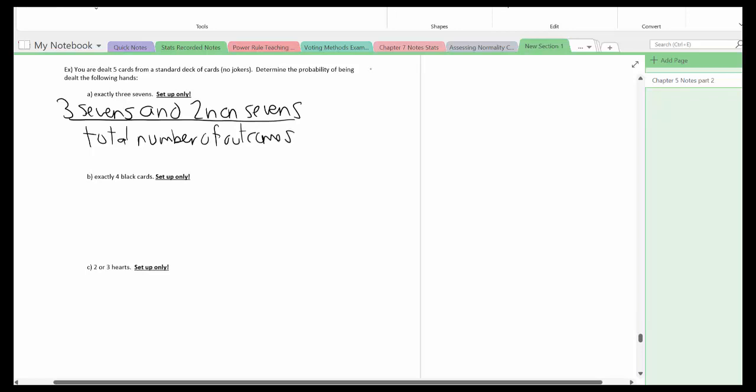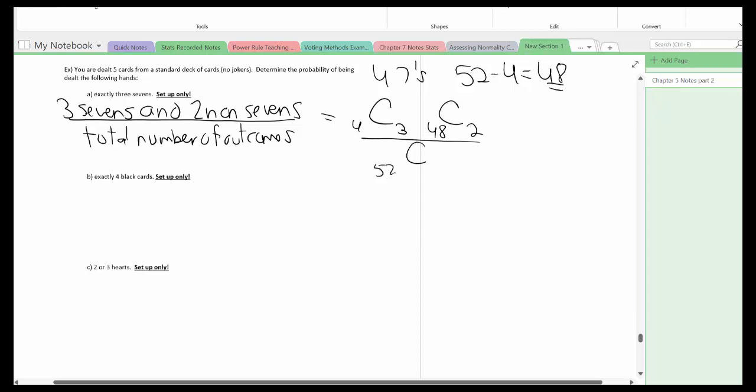Well, there are 4 sevens in the deck, and we're selecting 3 of them. So that is a combination of 4 sevens, we're going to select 3 of them. Well, how many non-sevens are there? 52 cards total minus the 4 sevens, that's 48. So this is going to be a combination of 48 non-sevens, and I'm going to select 2 of them. Divided by the total, well, there's a total of 52 cards, and I'm going to select 5 of them. Again, these are setup onlys. This would be as far as you would have to go.